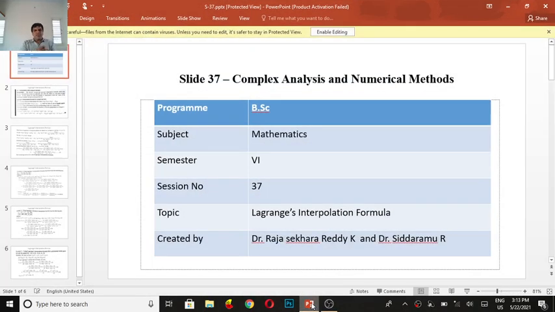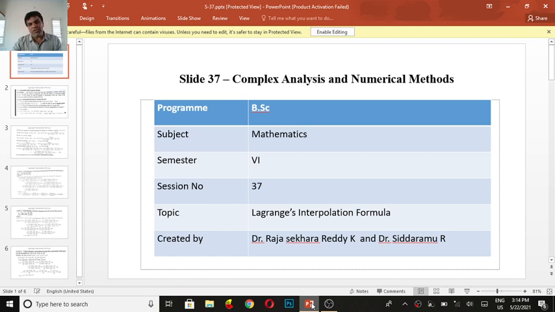Now we come to session 37. In the previous slides, we already learned the method of Newton's forward and backward interpolation formula and problems. In Newton's interpolation formula, we take equal intervals, so h should be an equal interval, either 5, 10, or 1, like that.